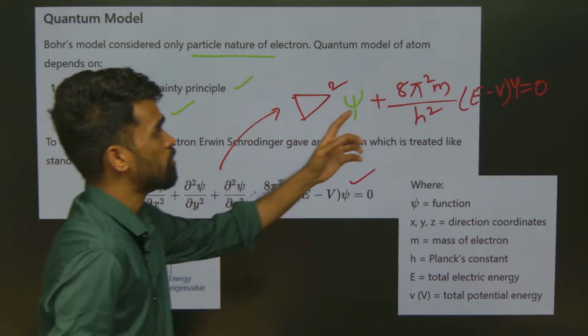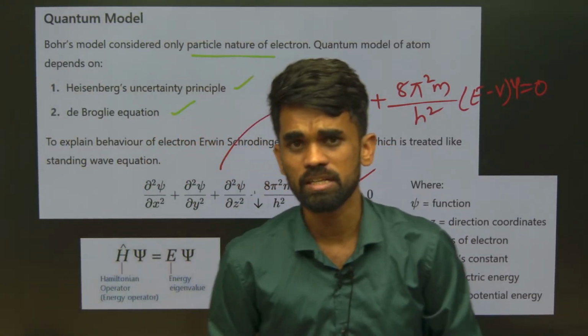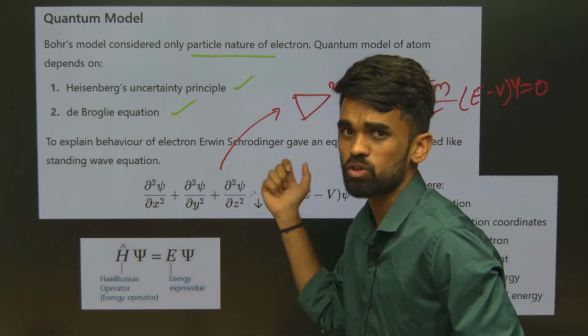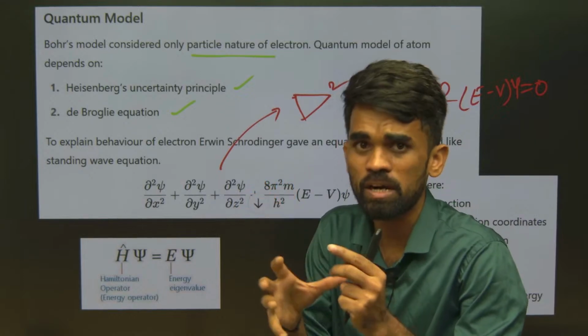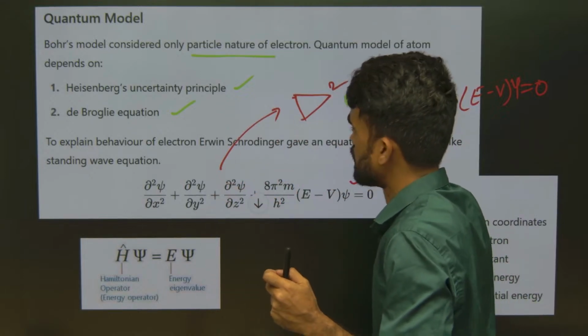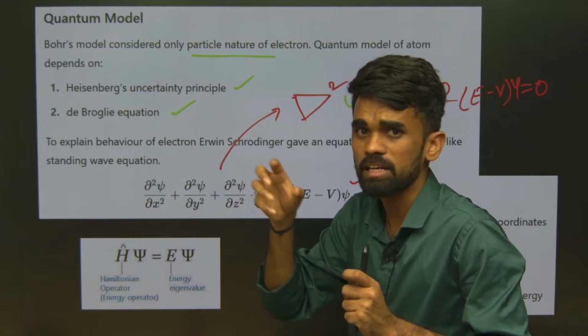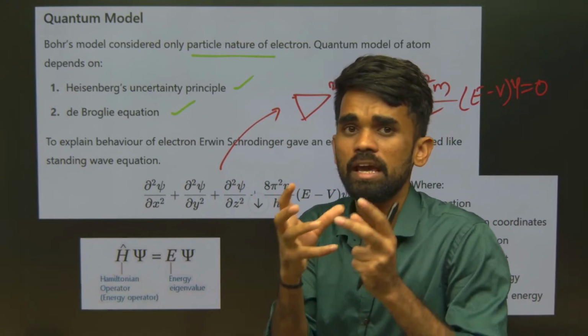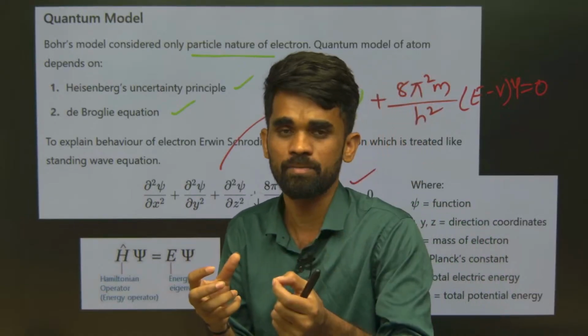Psi is called the wave function. So what is this wave function? Upon solving this equation, we will get the solutions of this particular equation. So what does psi indicate? This psi includes all the dynamic information about the electron, where the electron is present.